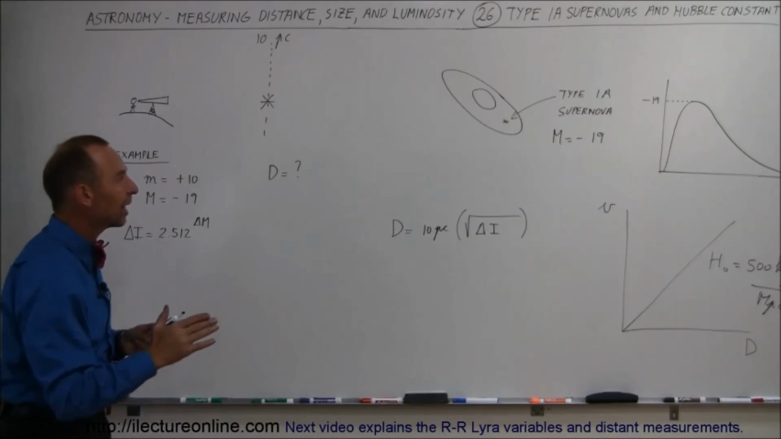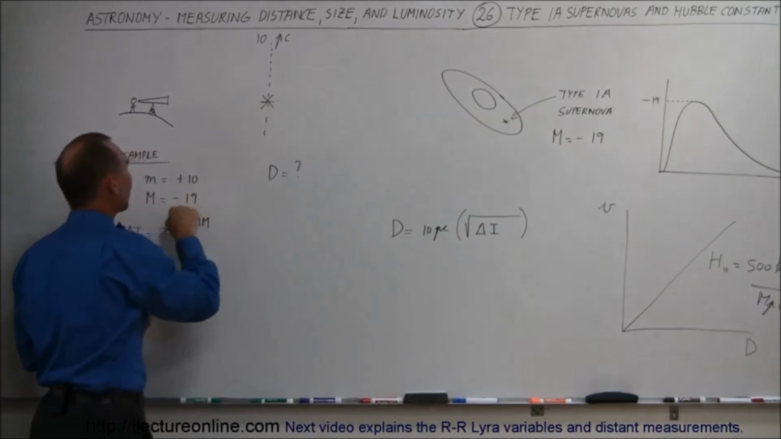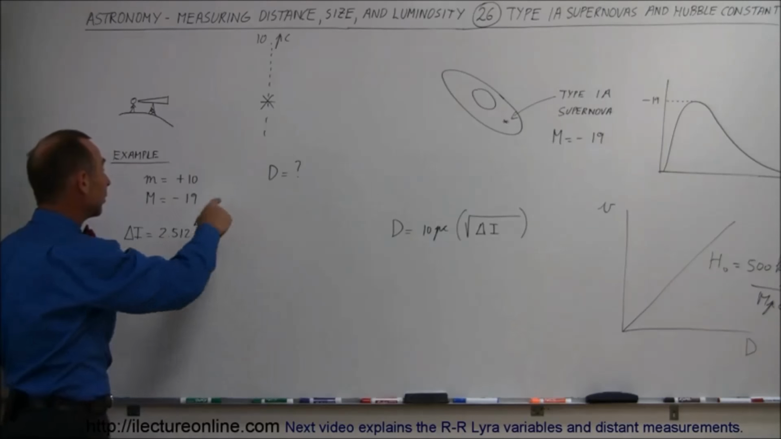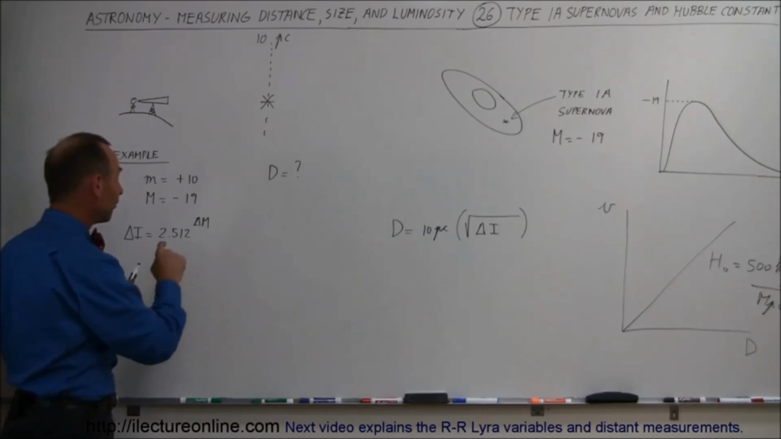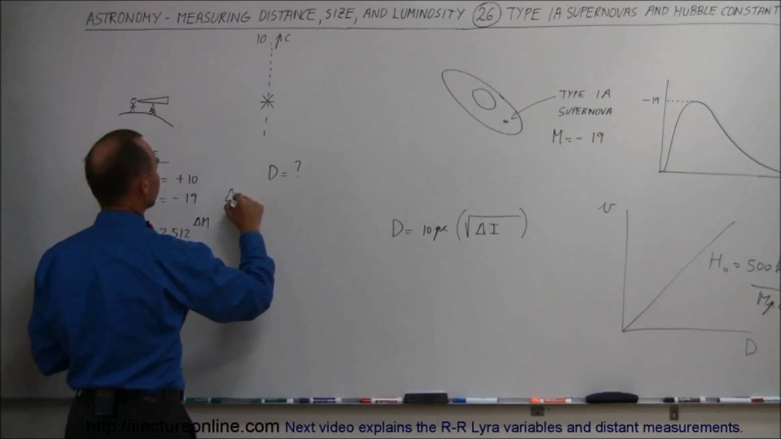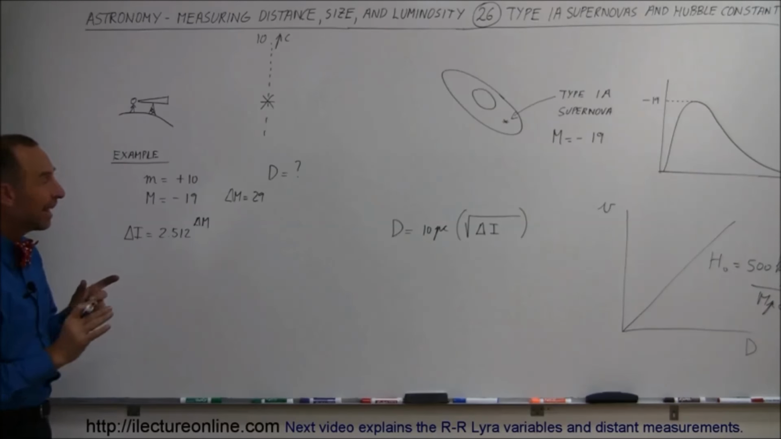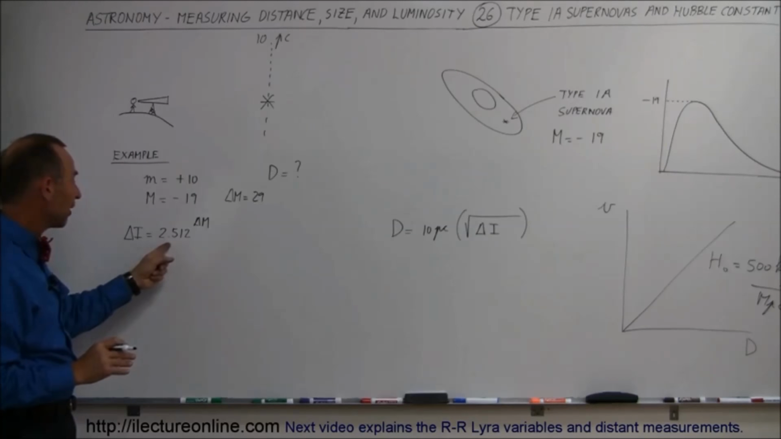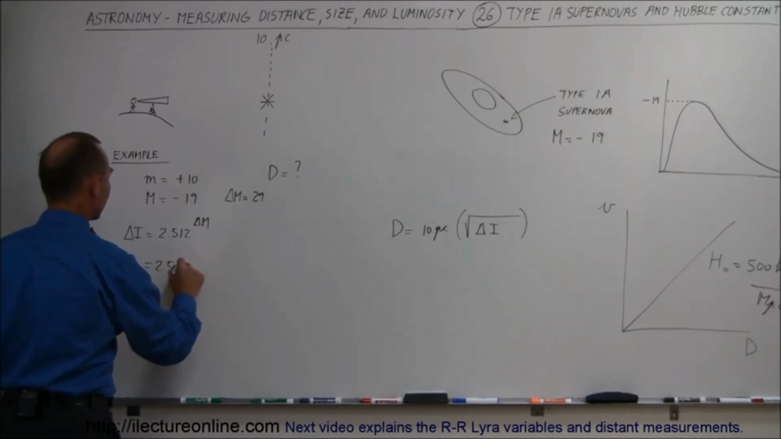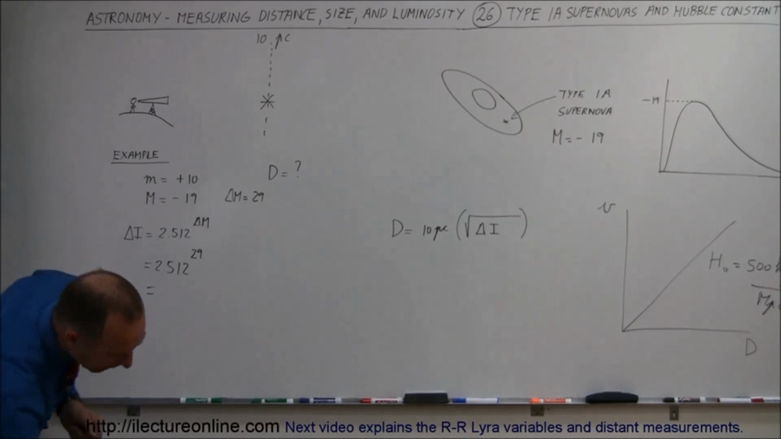So what that means is that if the actual explosion happened at a distance of 10 parsecs, it would have a brightness of -19. But instead, when we measure it, since it's so far away, it only has a brightness of +10. That's a difference, delta m, of about 29. So then to find the difference in intensity, we take 2.512 raised to the 29 power. And when we do that, let's see what we get.